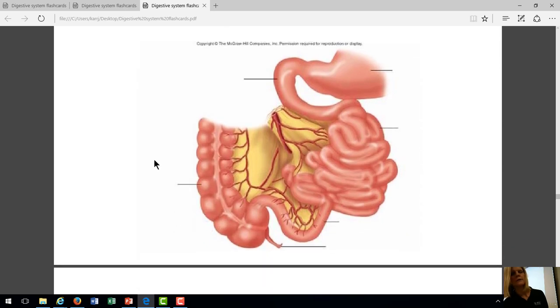into the rest of the small intestine, so here's the end of the stomach, here's that pyloric sphincter, here's the duodenum, this portion here, and then we have the major portions of the small intestine where a lot of absorption occurs, and that's the jejunum. So all of this central portion of the small intestine is the jejunum.